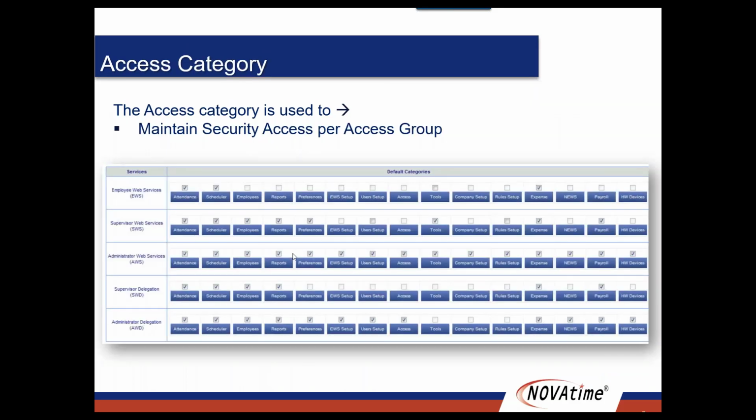So just want to reiterate, the access category maintains security access for each of your access groups. Within our system, we have three types of access groups. There's employee, there's supervisor, and there is an administrator access group. And within those, you have different variations.